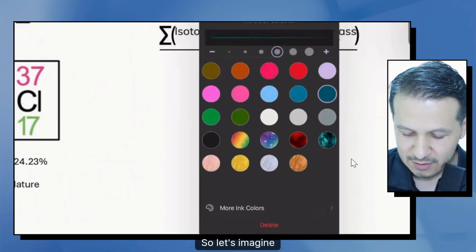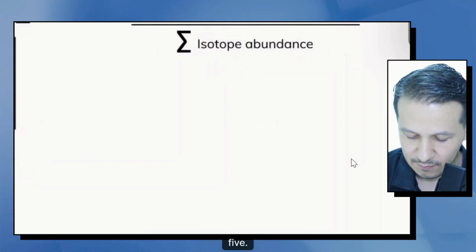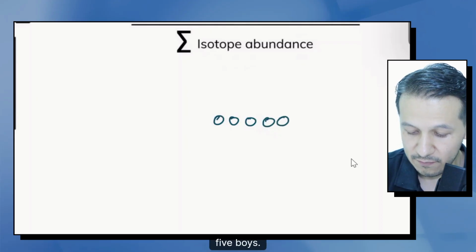So let's imagine, let's say 10 students in the classroom. Let's say 5: 1, 2, 3, 4, 5 boys.